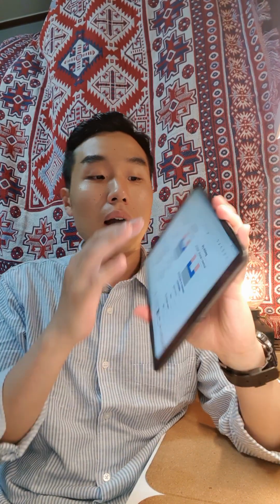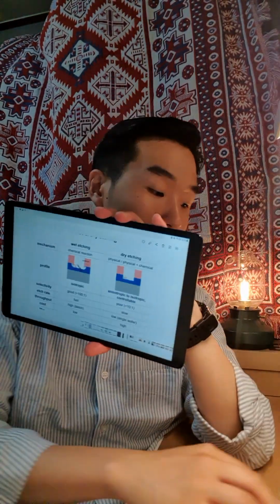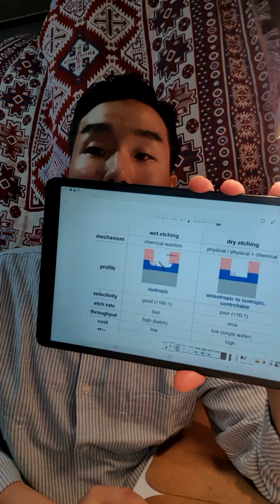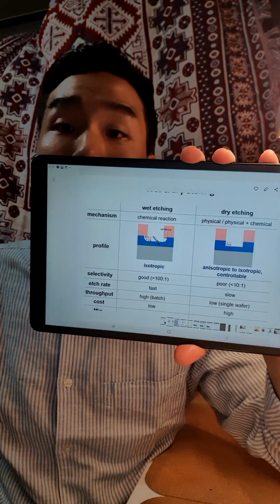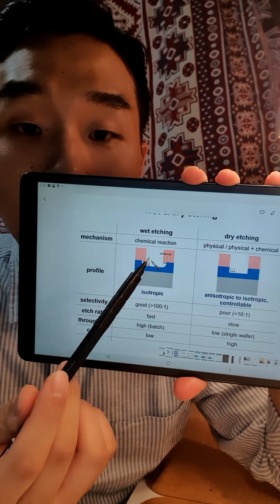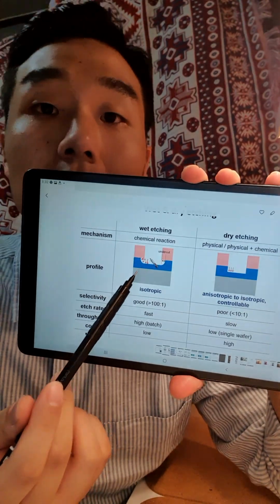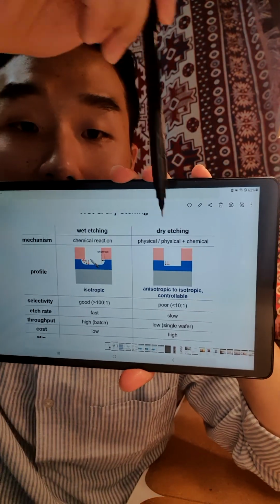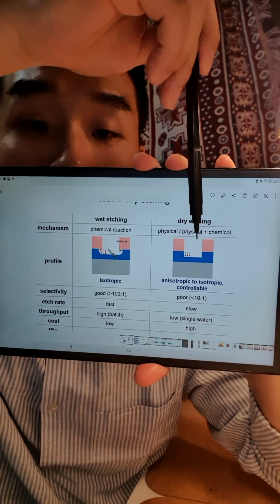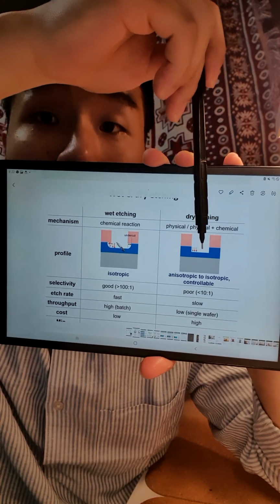Now let's see the differences between wet etching and dry etching. The first difference is the direction of reaction during etching. When it comes to wet etching, since the method involves chemical reaction, wet etchants are usually isotropic, which means it etches in all directions. However, dry etching is anisotropic, which means it etches in one direction because sputtering etches physically.